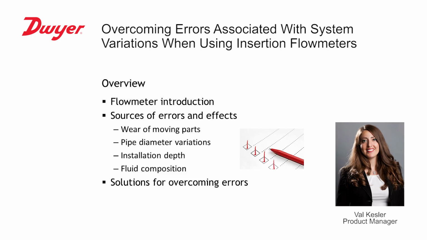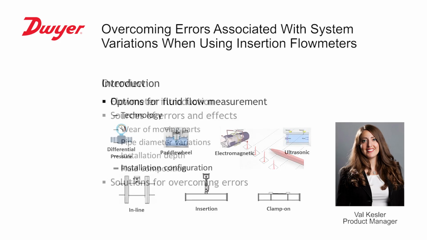The 4 sources of error that I'm going to highlight are, first, the wear of moving parts, which is unique to paddle wheel or turbine type flow meters. Then I'll talk about how variations in pipe size can actually affect your flow reading. Then I'm also going to highlight a little more about installation depth and the importance of the correct installation depth for the accuracy of your flow reading. And then finally, how fluid composition actually affects your readings as well.